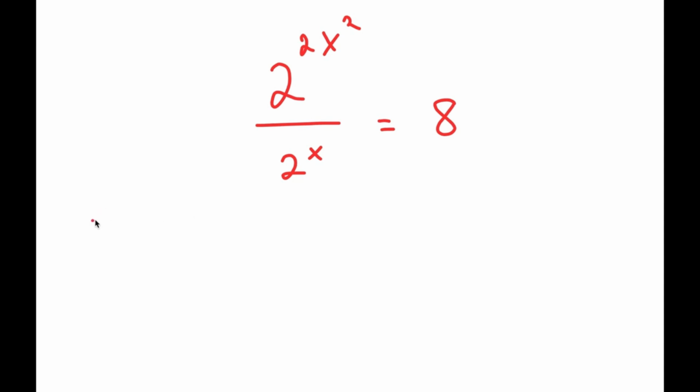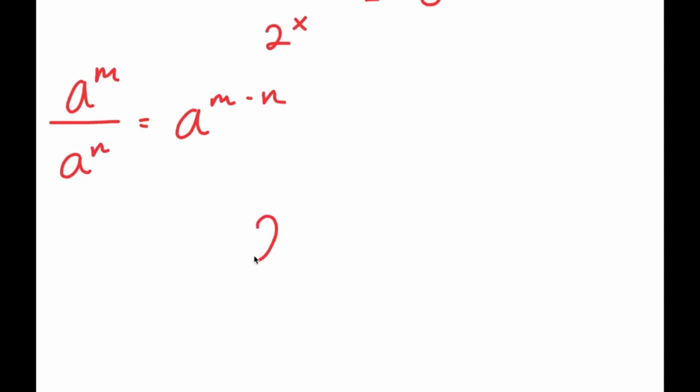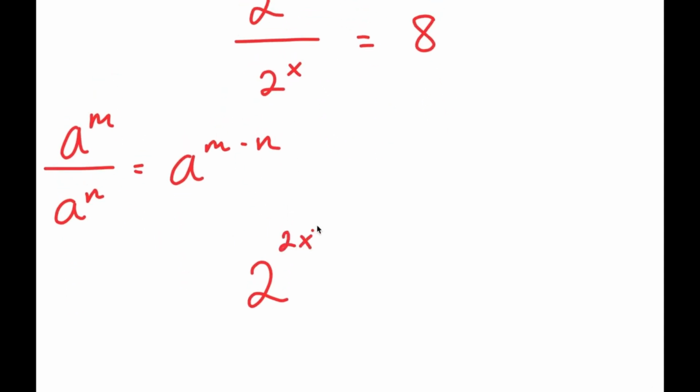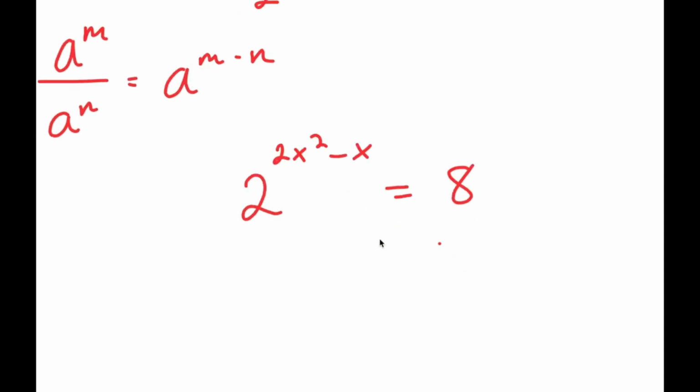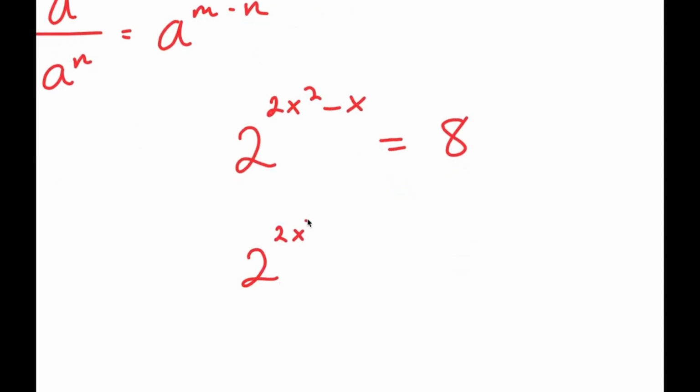Now, if I have something in the form a to the power of m over a to the power of n, this is equal to a to the power of m minus n. So 2 to the power of 2x squared over 2 to the power of x, that's going to equal 2 to the power of 2x squared minus x, and this is equal to 8. Now 8, I'm going to rewrite this as 2 to the power of 3.